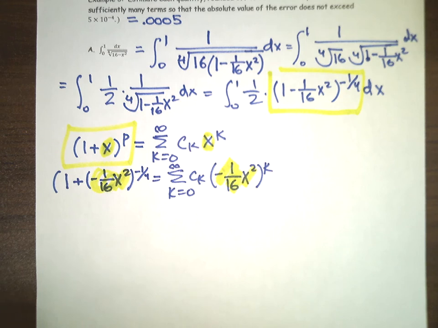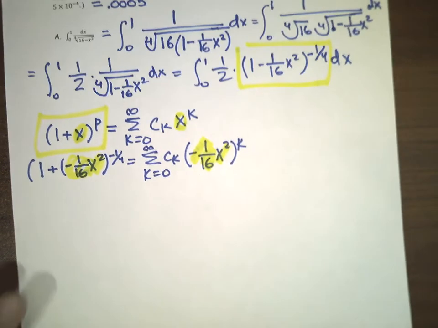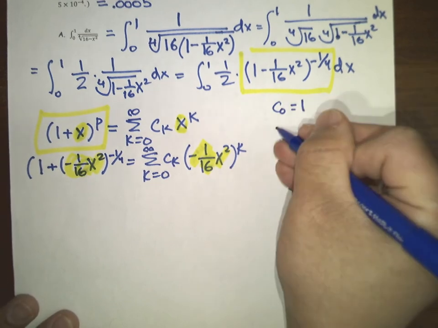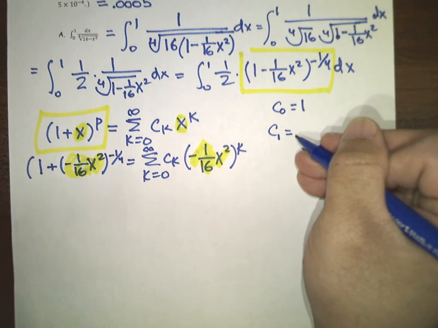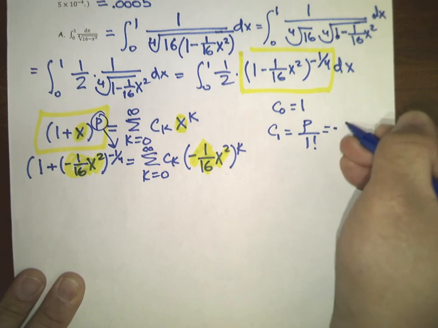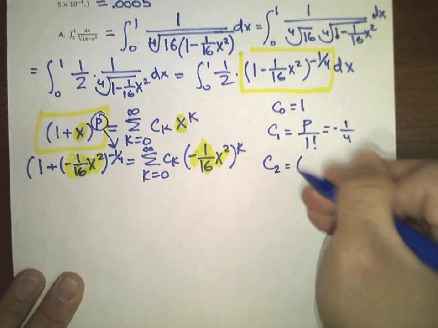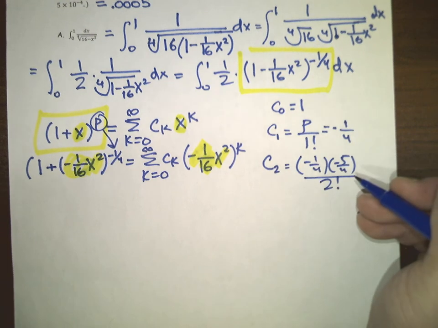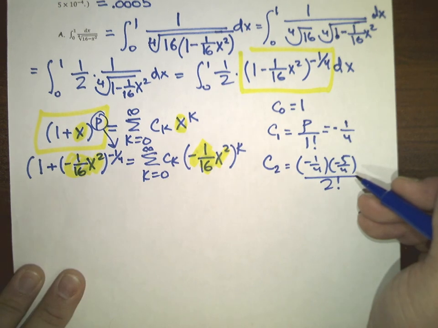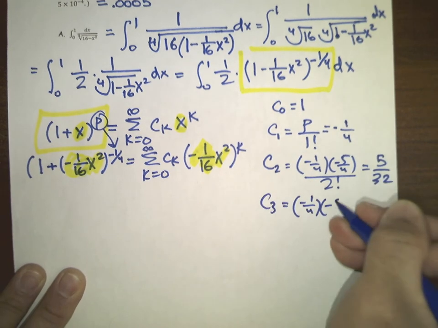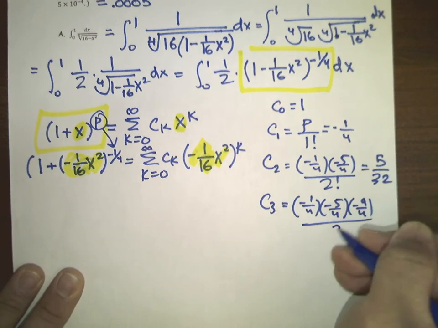Now I just need to figure out what the c's are going to be. So c0 is 1 again. Then c1 will be p over 1 factorial. The p is the negative 1/4, so that will be negative 1/4. And then c2 will be negative 1/4 times negative 5/4 over 2 factorial. So what is that going to be? Well, that will be 5 over 32. And then c3 will be negative 1/4 times negative 5/4 times negative 9/4 over 3 factorial.